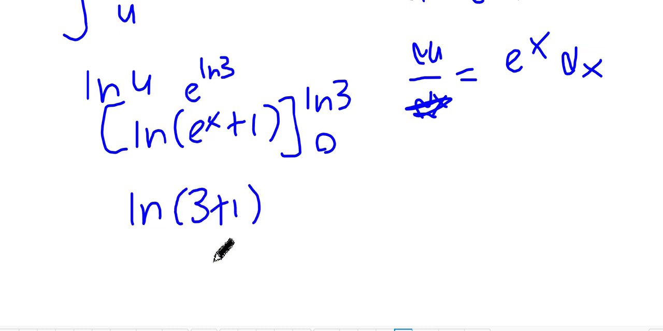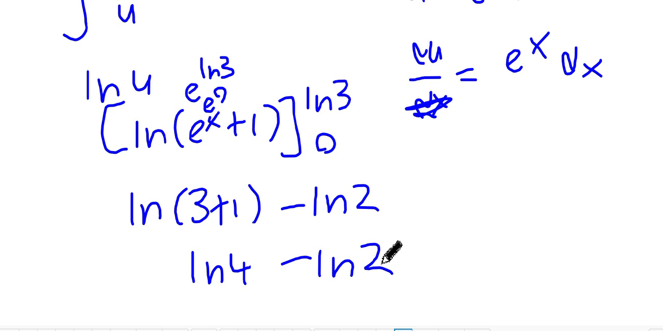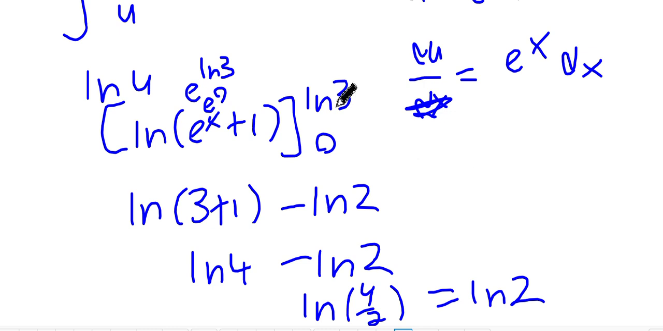So it'll be 3 plus 1, which is 4, and then it's going to be minus e to the power 0, which is 1. 1 plus 1, 2. ln 4 minus ln 2, use the division rule of logs. ln of 4 over 2, which is ln 2.